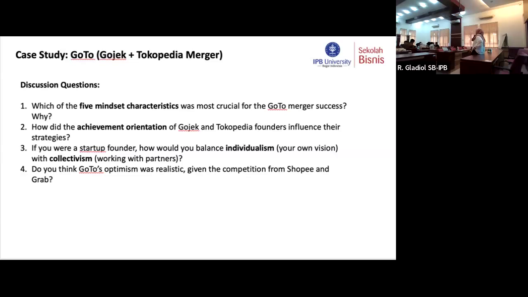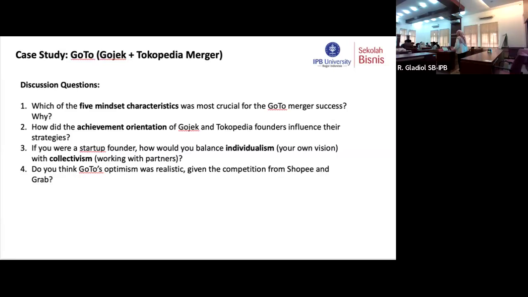Okay, guys, please listen up. With Gojek, group 1, which of the 5 mindset characteristics was most crucial for the GoTo merger success and why? And then you say it: control, right? Yeah. Okay, give us the reason. Because Gojek and Tokopedia already know their potentials, and with knowing that and the risk with it, they merge into one. That is what we think.